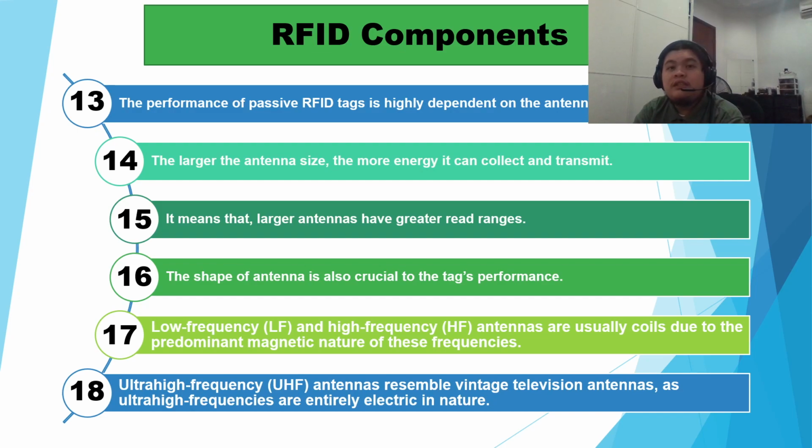Low frequency (LF) and high frequency (HF) antennas are usually coils due to the predominant magnetic nature of these frequencies. Ultra-high frequency (UHF) antennas resemble vintage television antennas, as ultra-high frequencies are entirely electric in nature.